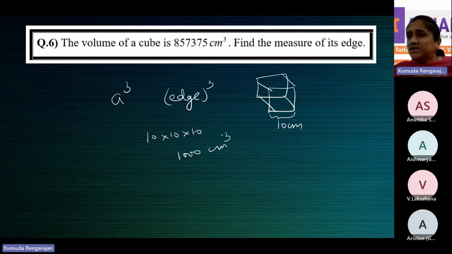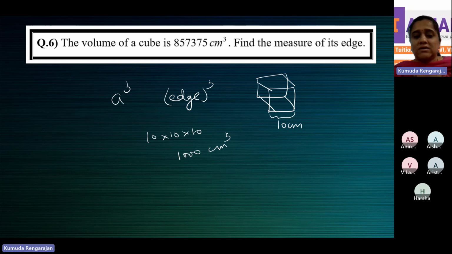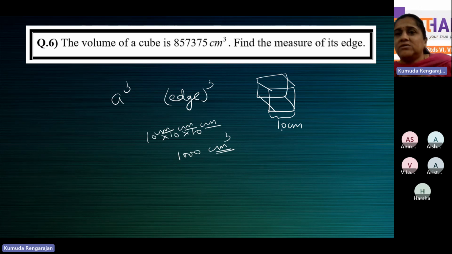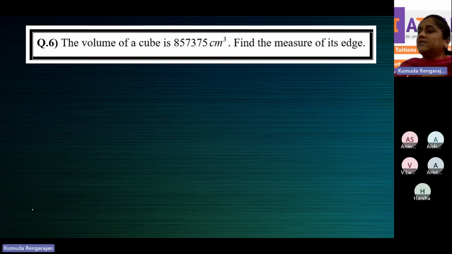Area is expressed in square units. Because volume is 10 centimeter into 10 centimeter into 10 centimeter, centimeter into centimeter into centimeter, centimeter cubed. Area will be 10 centimeter into 10 centimeter, so centimeter into centimeter, centimeter square. Area square units, volume cubic units.